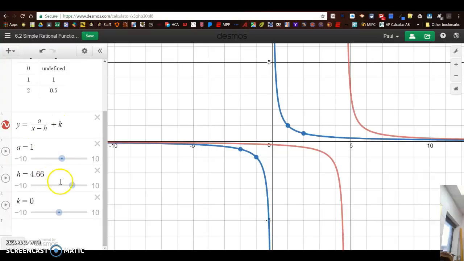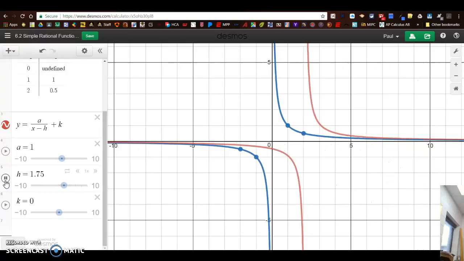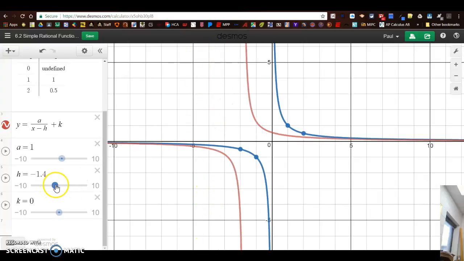Okay? I'll make it negative. So further and further to the right, then it comes back to the left. So right now, h is negative 4.33. So I would see x minus negative 4.33, which would really be x plus 4.33. So use the opposite. Negative 4.33 is what makes the denominator equal 0. Therefore, negative 4.33 would be the vertical asymptote. Enough messing with that. Put that back to 0.